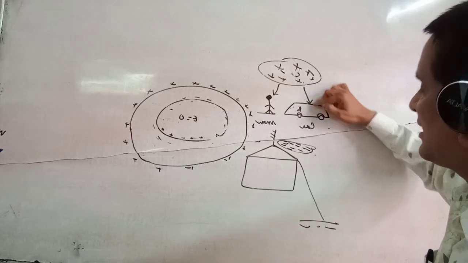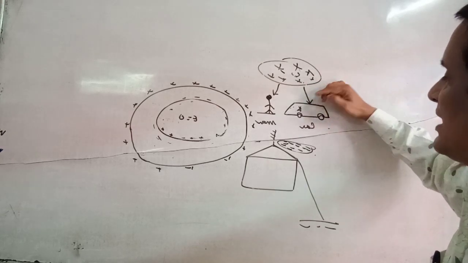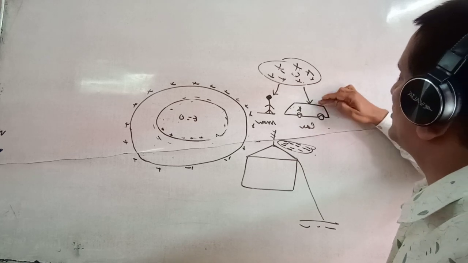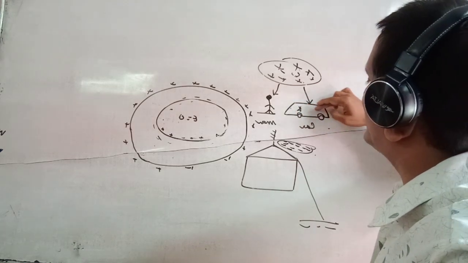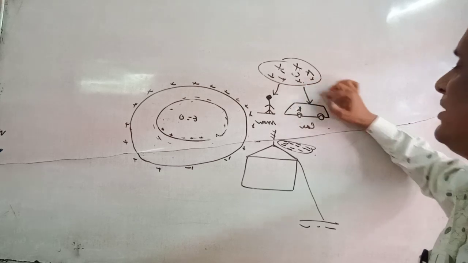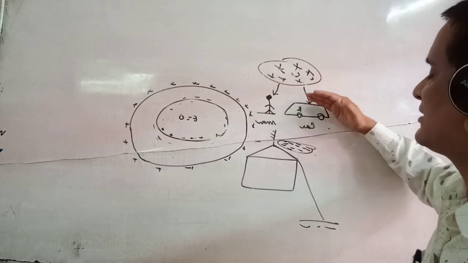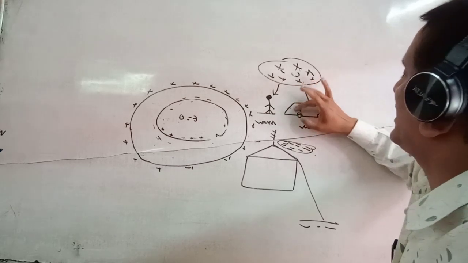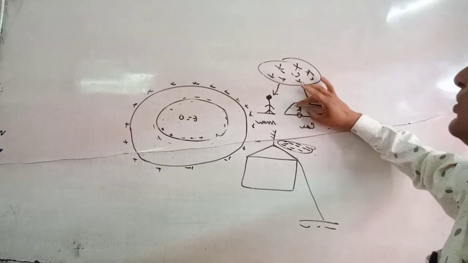What will happen when the charge comes here? This will become an electrostatic shielding, because the upper portion will get negative and the other portion will get positive. So here the electric field becomes 0. So he will be saved.